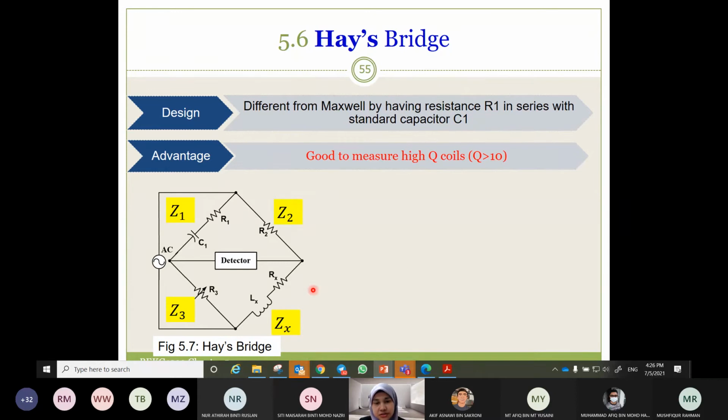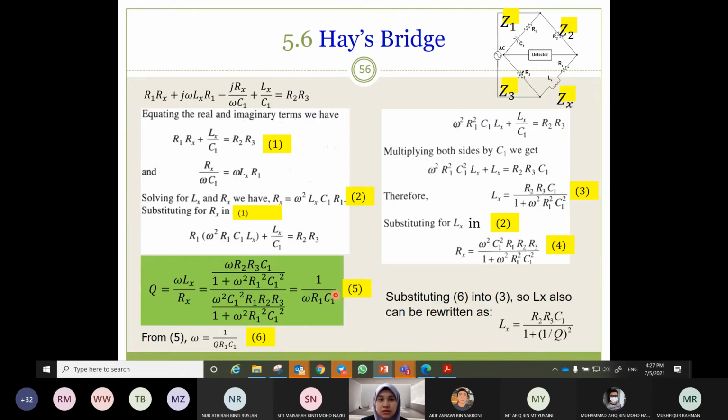So for balance, the first step is to write the balance equation. For the balance equation, Z1 Zx is equal to Z2 Z3, and then the second step is to define what is the Z. So Z1 is equal to R1 plus 1 over j omega C1, right? Z2 is equal to R2, Z3 is equal to R3, and Zx is equal to Rx plus j omega Lx. So define it first, before we substitute into the balance equation.